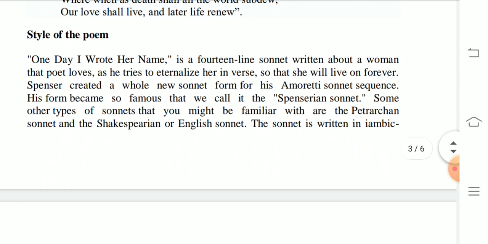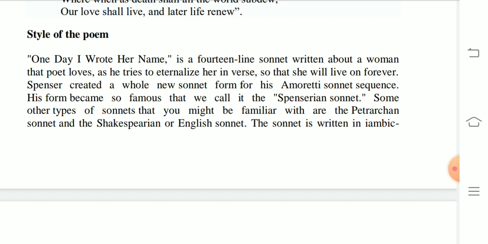Style of the poem. One Day I Wrote Her Name is a 14-line sonnet. Now I'm going to discuss the style of the poem, a few qualities of the poem. It is a 14-line sonnet written about a woman that the poet loves as he tries to eternalize her in verse so that she will live on forever.